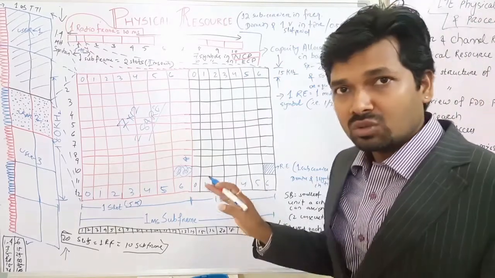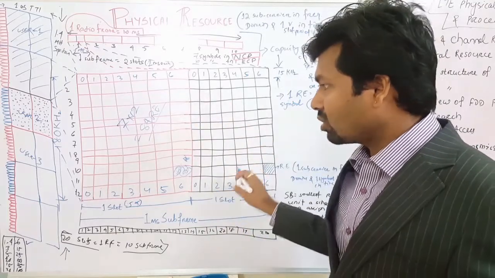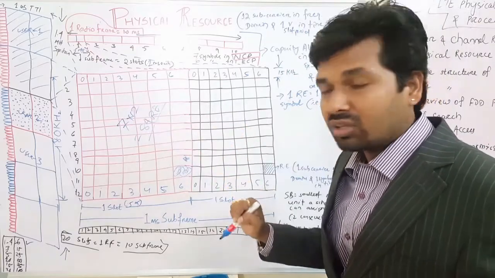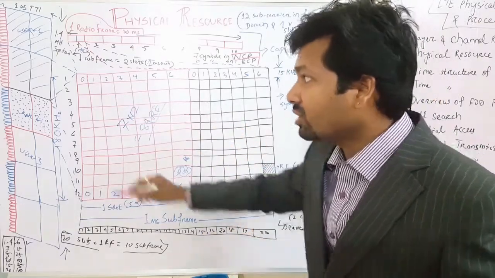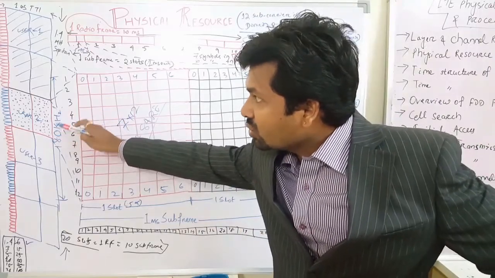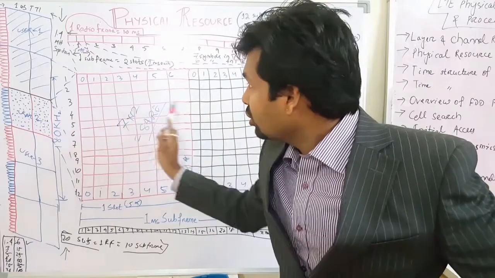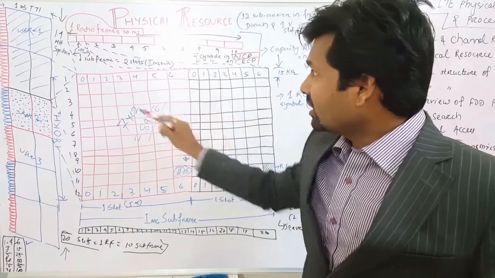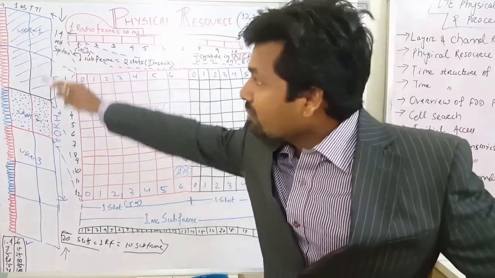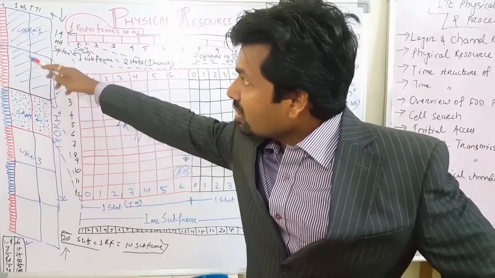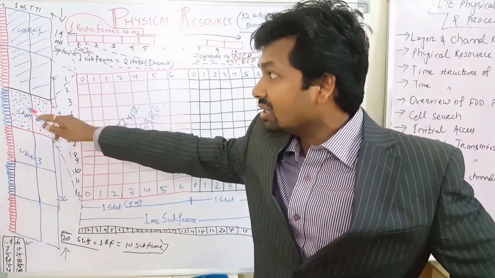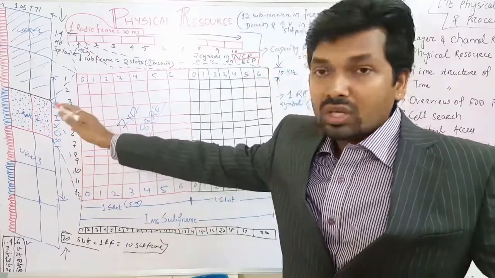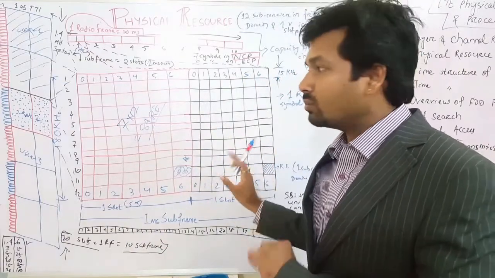So if no MIMO is used, one scheduling block is 2 consecutive resource blocks allocated by the scheduler. This is the minimum allocation done by the scheduler every 1 millisecond. So this is 1 millisecond length, 2 resource blocks as I told, slot 1, slot 2, collectively they are 1 subframe, 1 millisecond length. So user 1 is allocated these 4 resource blocks, user 2 is allocated these 2 resource blocks, or 1 scheduling block. This is called 1 scheduling block because there are 2 consecutive resource blocks.